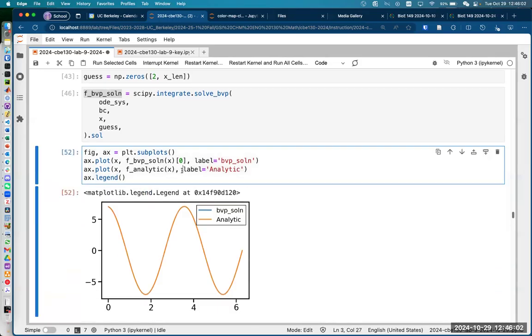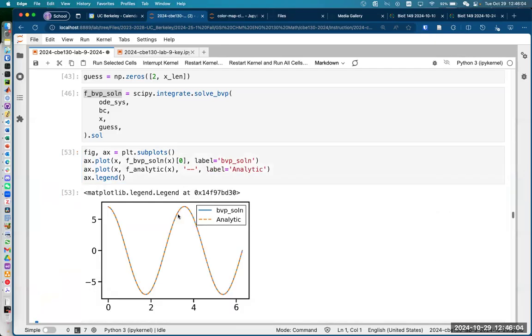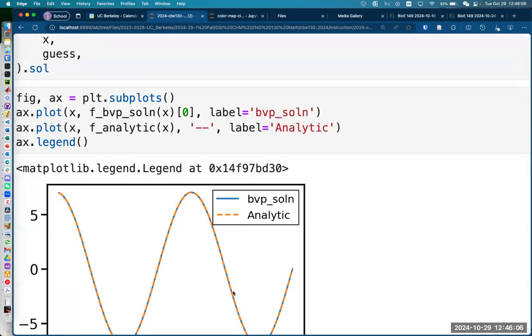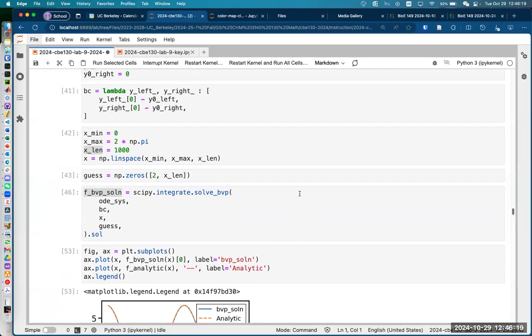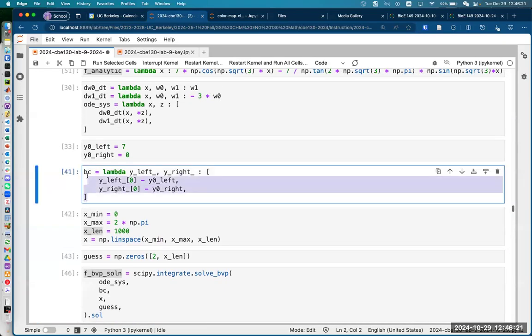And they overlap with each other. So if I make it a dashed line, you'll see that it's exactly on top of each other. So solve BVP gives high accuracy compared to the analytic solution. And in this case, we have one unique solution. Any question? So the hardest part is to define the boundary condition. So please practice how you define boundary conditions, even if you're copy and pasting. This is the most important part.